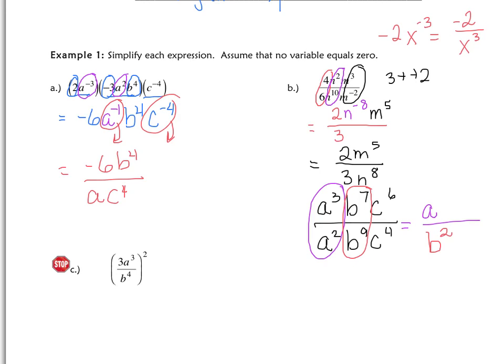And then do the same thing for the c values. Where's the power of c bigger? It's bigger on top, so it's going to be c to the 6 minus 4, giving me 2.